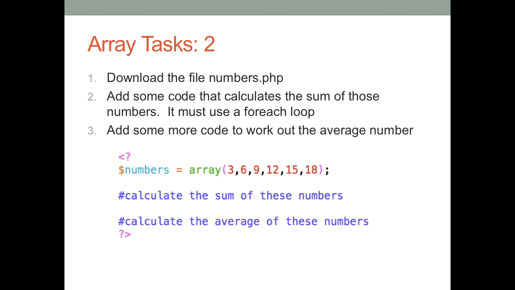Okay, secondly, if you finish that, and everyone should get to this point, you're going to download the simple file shown at the bottom of this slide called numbers.php. You're going to add some code that calculates the sum of those numbers. By that, I mean 3 plus 6 plus 9 plus 12 and so on. And it must use a foreach loop. I don't want you just typing in total equals 3 plus 6 plus 9 and so on. Then add some more code. Once you've got the total, can you calculate the average of those numbers? So, simple use of a foreach to do some maths.